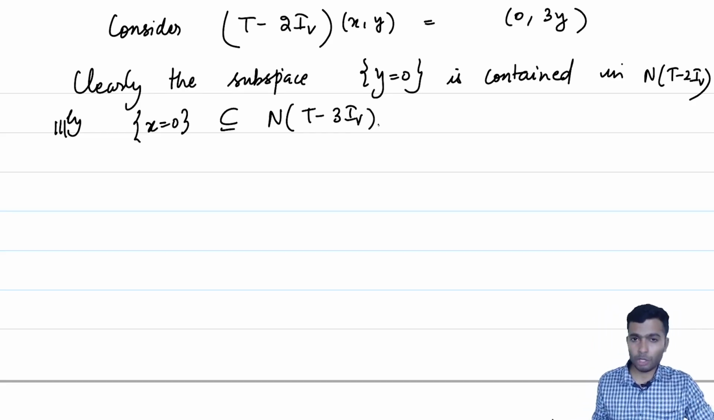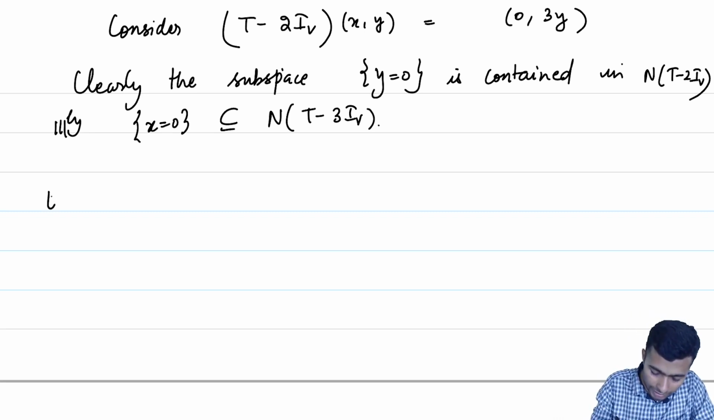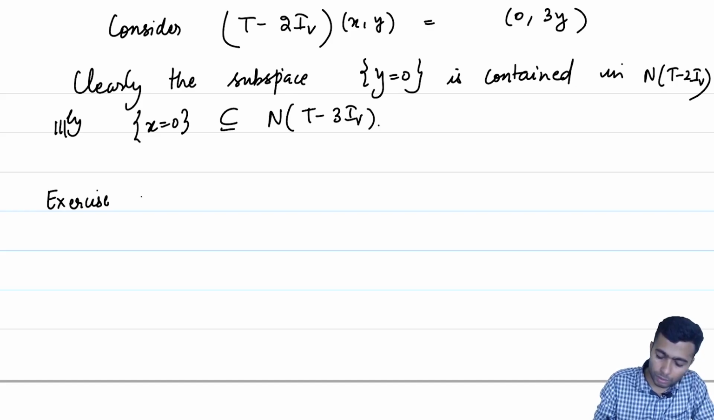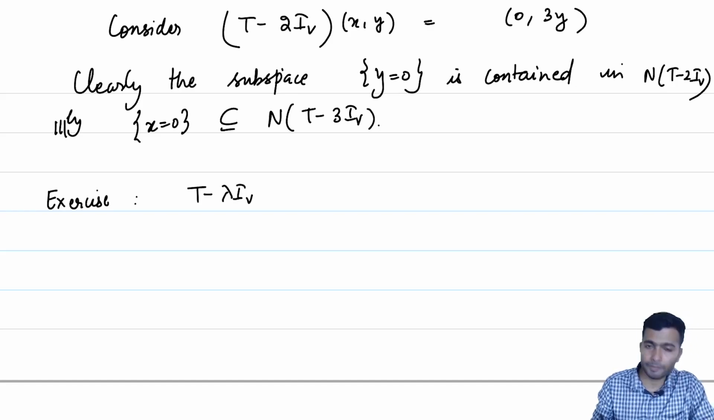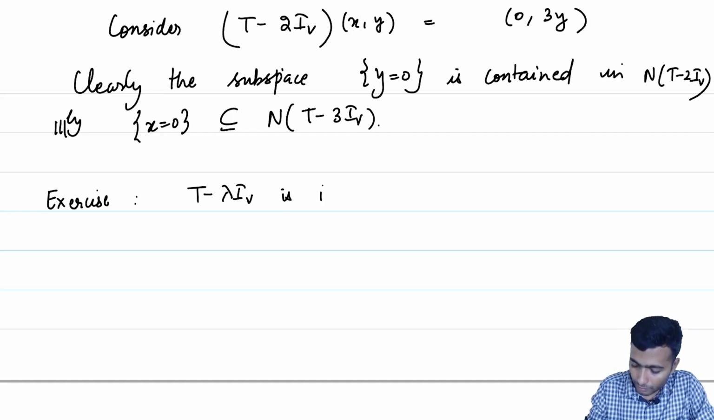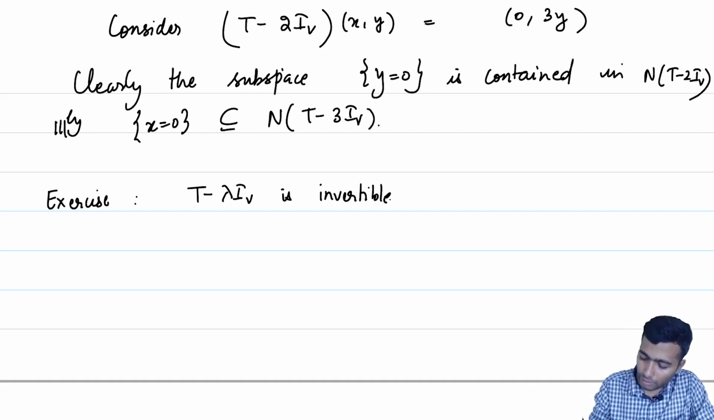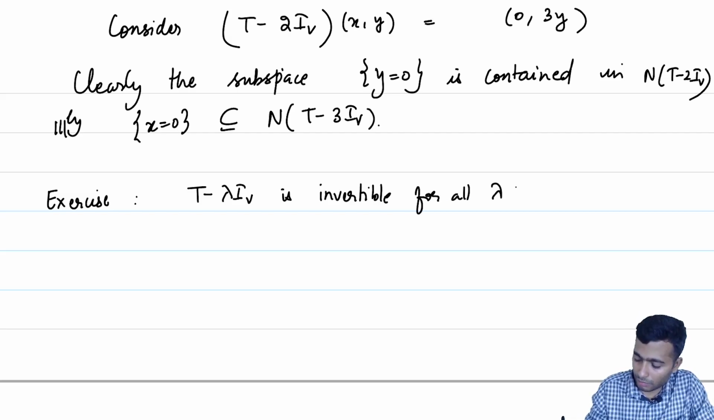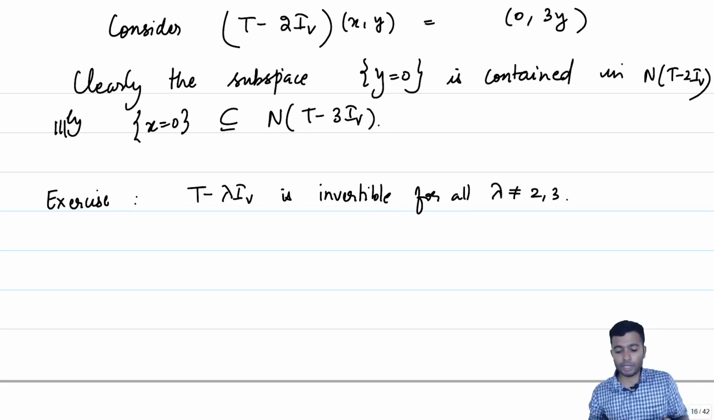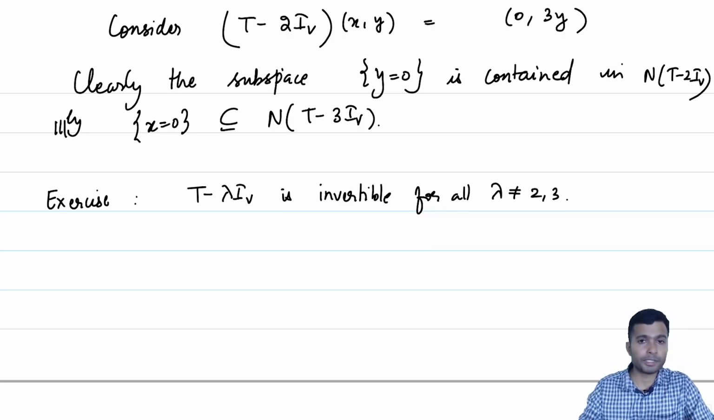This also tells us that T does not have any other eigenvalue. So, why is that the case? Because consider T minus lambda IV. Let me just leave it as an exercise for you to check that T minus lambda IV is invertible for all lambda which is not equal to 2 or 3, and therefore it cannot be not injective. It has to be injective because it is invertible, and therefore the null space of T minus lambda I will just have the 0 vector, and therefore it cannot be an eigenvalue. Okay.